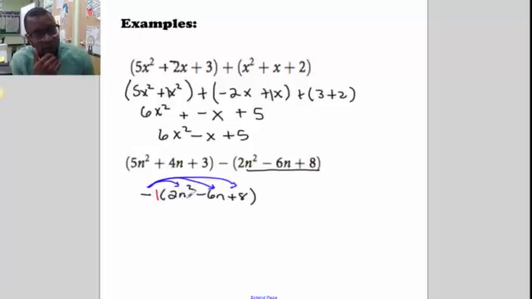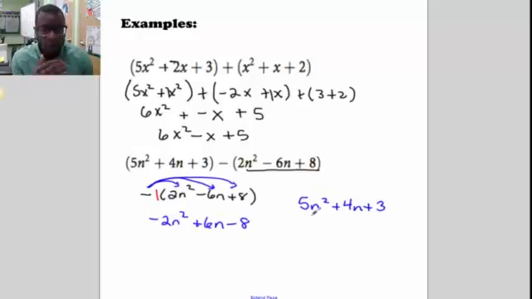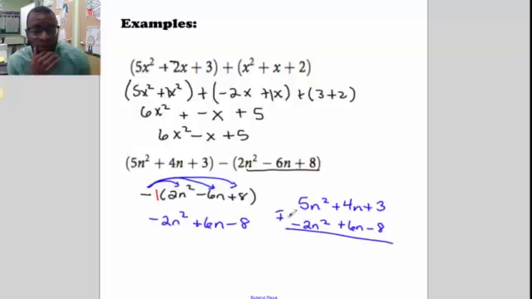So here, negative 1 times 2n squared is negative 2n squared. Negative 1 times negative 6n is positive 6n. And negative 1 times positive 8 is negative 8. So this is my polynomial that I'm now going to add to 5n squared plus 4n plus 3. Okay, so now I'm going to have 5n squared plus 4n plus 3, and I'm going to do this one vertically. So I'm going to line them up. And I'm going to add them together.